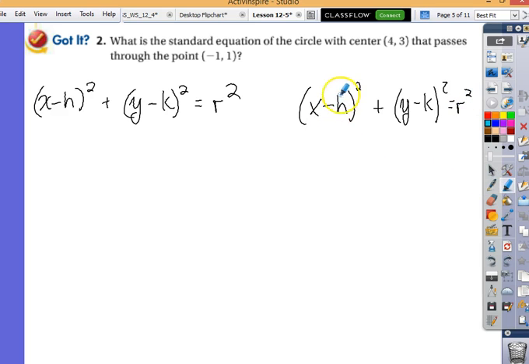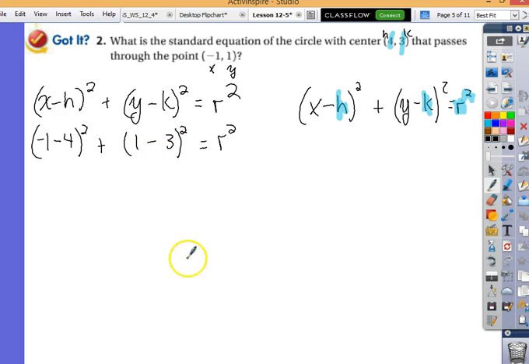So basically, once I find h, k, and r squared, I will be good to use this side, and I'll be good to come up with the answer. And I've already got h and k. I've already got two of the pieces of information. So once I find r squared over here, I'll be fine. So this is x, this is y, this is h, this is k. So -1 minus 4 squared plus 1 minus 3 squared equals r squared.